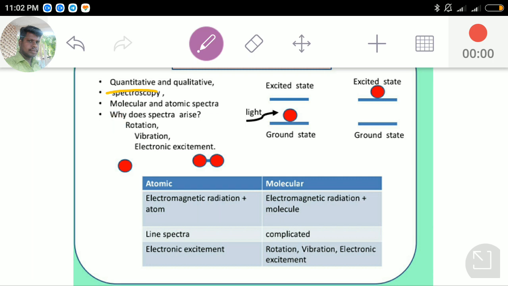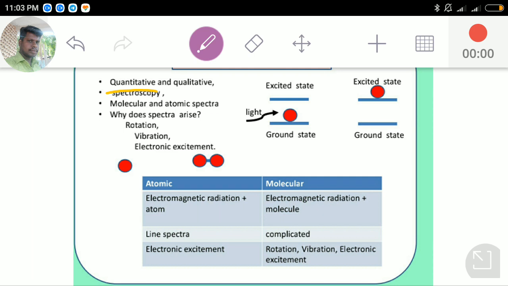And why does a spectrum arise, molecular or atomic? When light falls on the atom or molecule, it is absorbed and the molecule or atom gets into an excited state. This is called absorption spectra. Sometimes the excited molecule undergoes stabilization, thereby releasing the energy. If you analyze that released energy, that is called emission spectra.